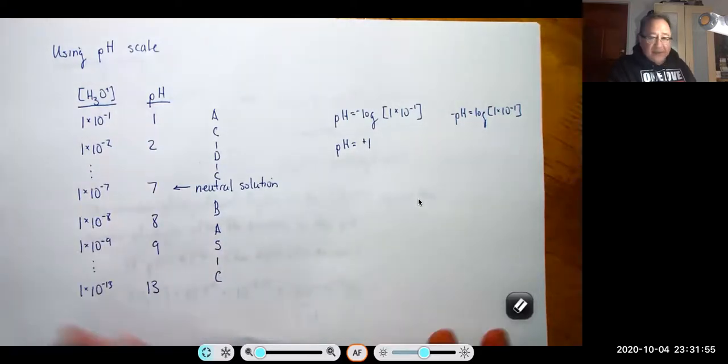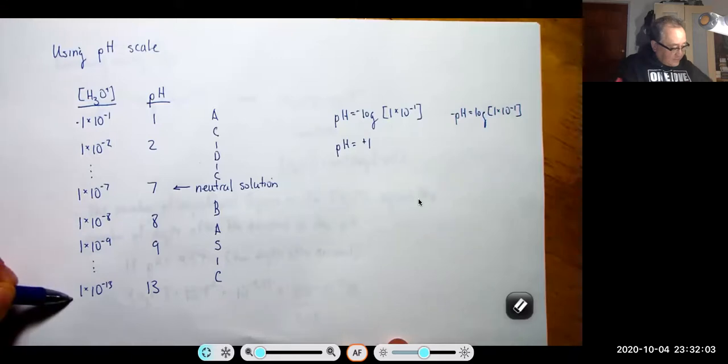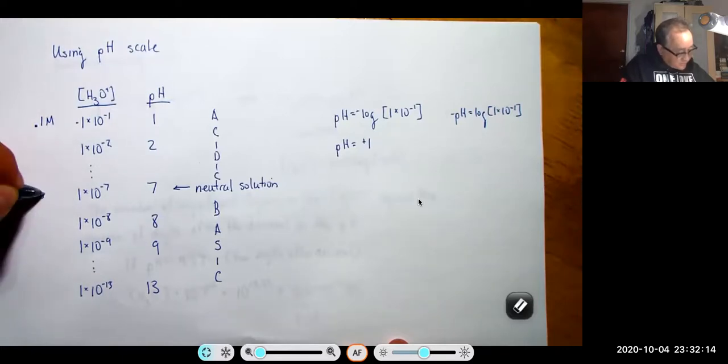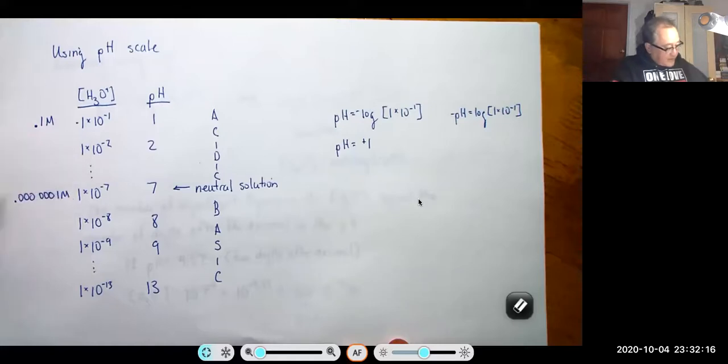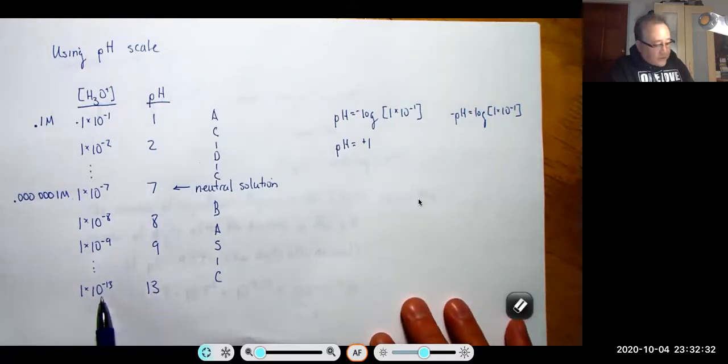Now, how do we understand these numbers? Well, if we take a look at these numbers, you can see that these numbers at top are larger than these numbers at the bottom. This number at top is 0.1 molar. This number here is 0.00000001 molar. It's clear that this number is much larger than that number here. So these numbers at the top have a higher hydronium ion concentration, therefore more acid. And here, these have a lower hydronium ion concentration and less acid.